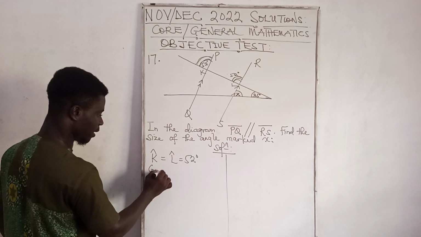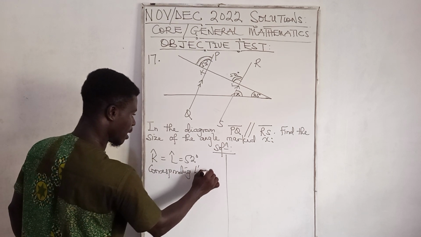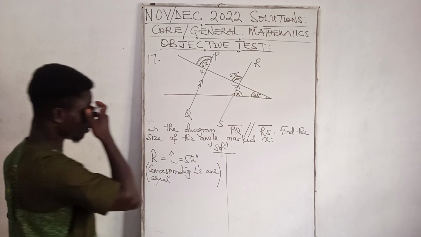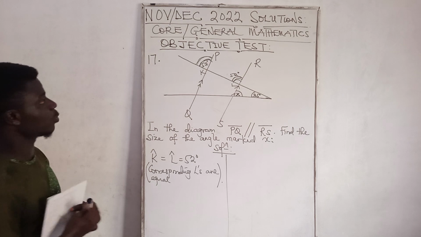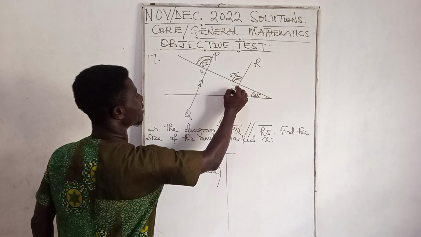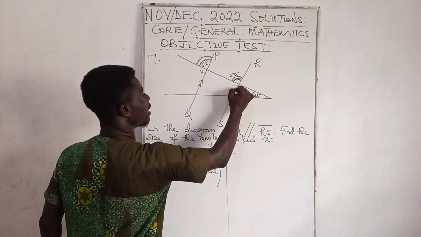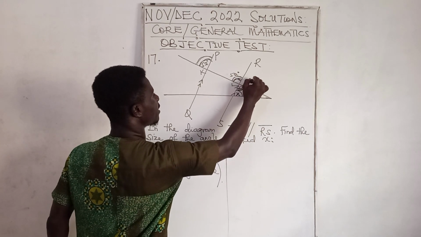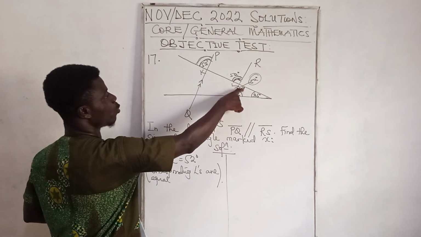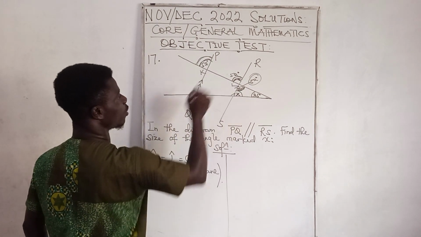Why? Corresponding angles are equal. Then we can proceed and say that this angle 52 is vertically opposite to this angle 52 degrees here. So I can say that what? Vertically opposite angles are what? Equal. So here is 52, here also is what?